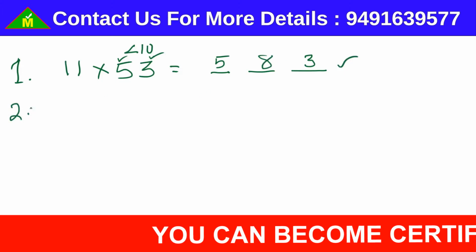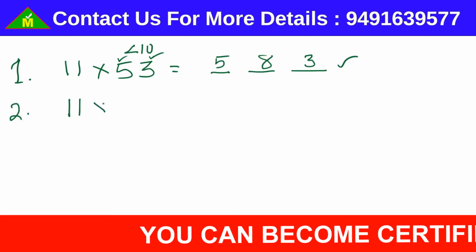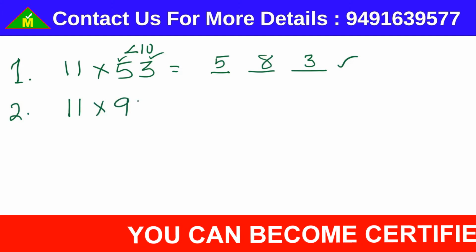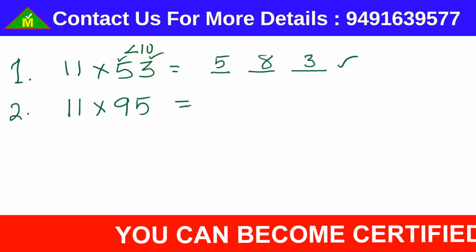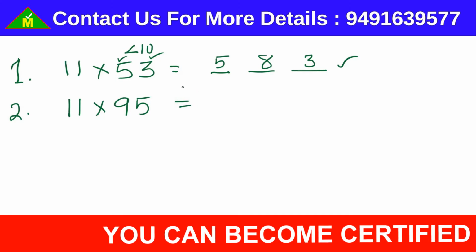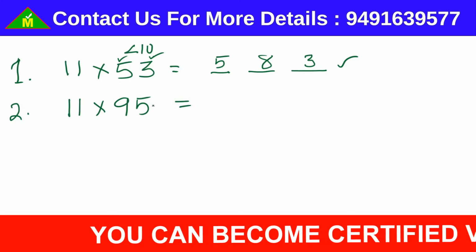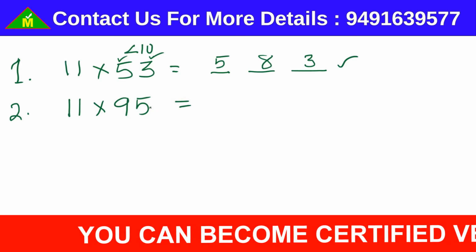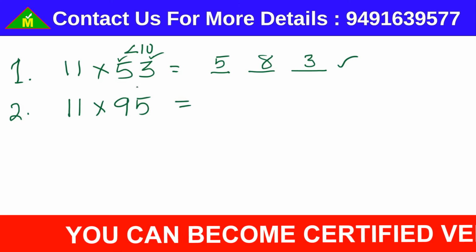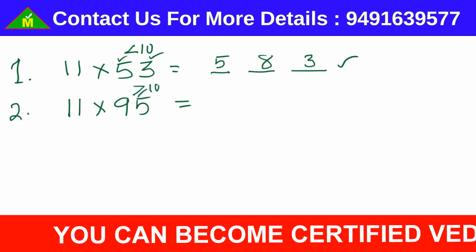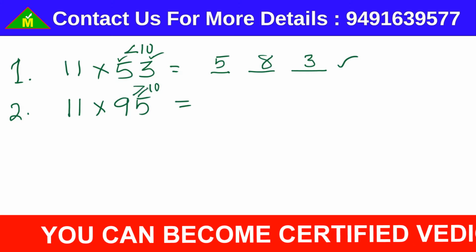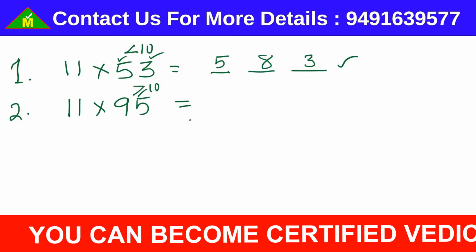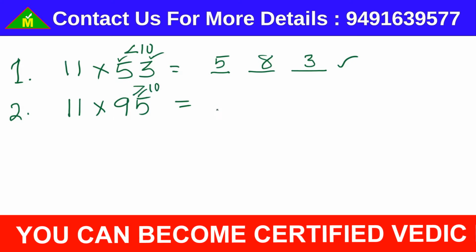Now case 2. Case 2 is 11 into 95. See friends, sum of the two digits more than 10. So 9 plus 5 is 14. So this is case 2, sum of the two digits more than or equal to 10. In this case we will do like this.